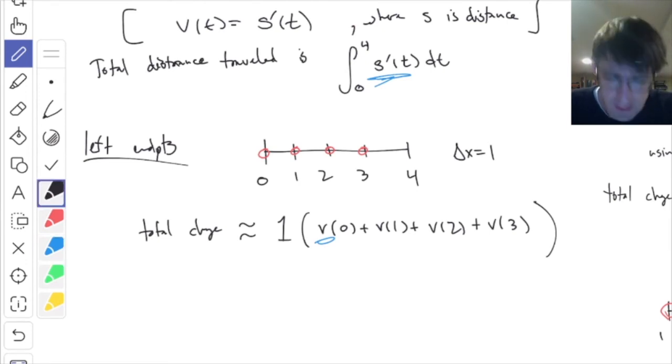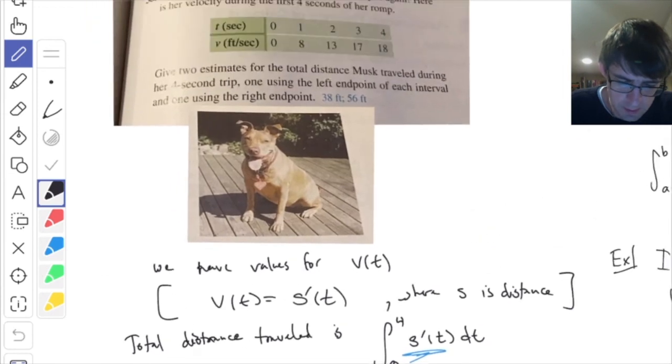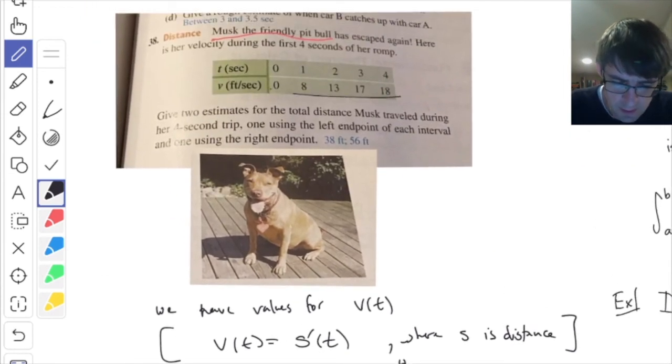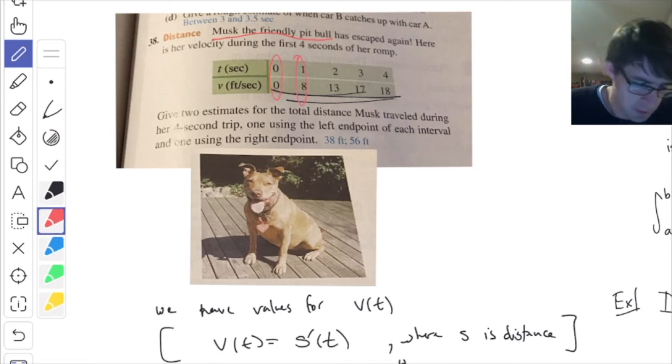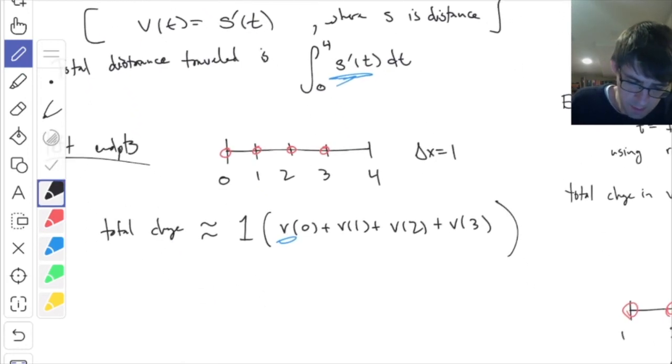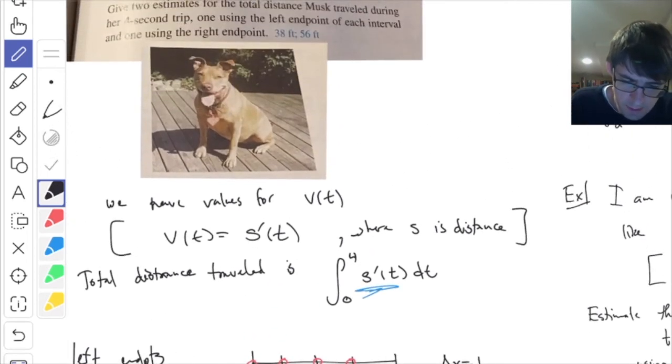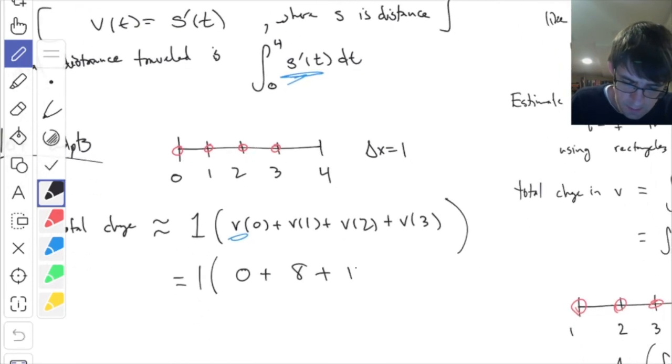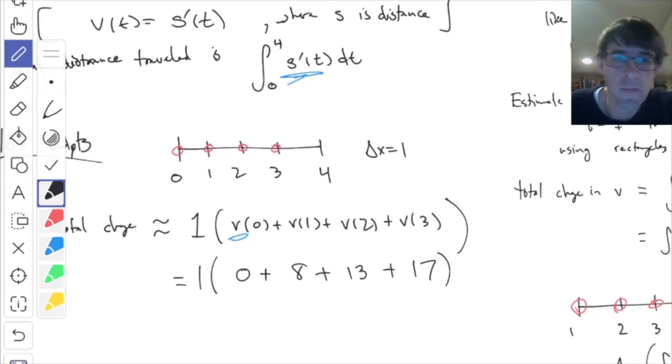That's the velocity at time 0, and they give it to you. That's what these numbers are on the chart. The velocity at time 0 is 0. The velocity at time 1 is 8. That's what the next one means, and so on. So these numbers are 1 on the outside, 0, 8, 13, and 17. And that's the answer. You add those numbers up.